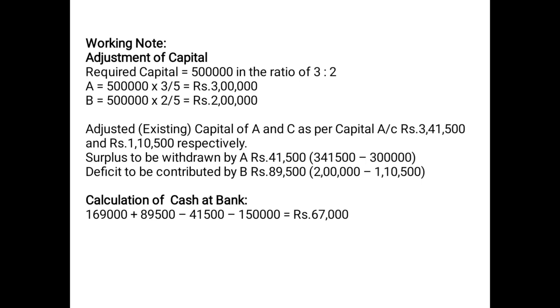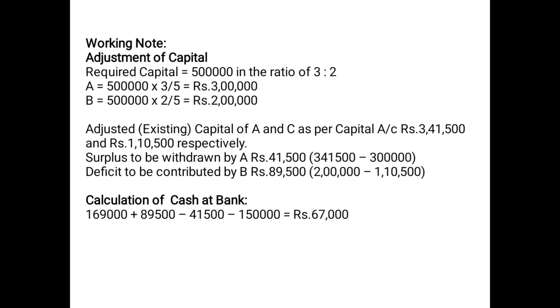Now this is the working note of adjustment of capital. Again, it will be better to explain to you. As we have explained beforehand, the required capital of the new firm is 5 lakh, which will be distributed in the new ratio 3:2. So the required capital of A will be 5 lakh into 3 by 5, that is 3 lakh, and that of C will be 5 lakh into 2 by 5, that is 2 lakh. So this is the required capital.